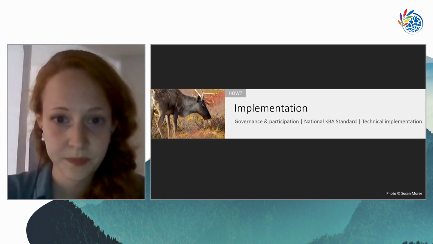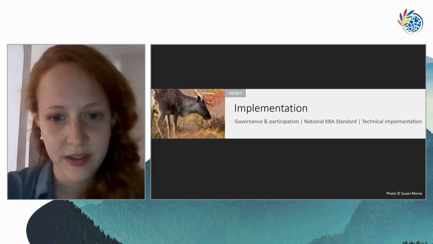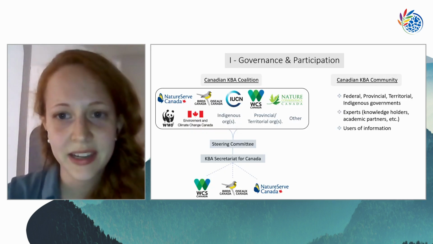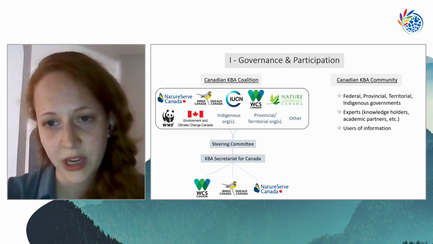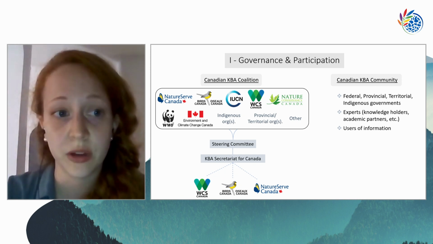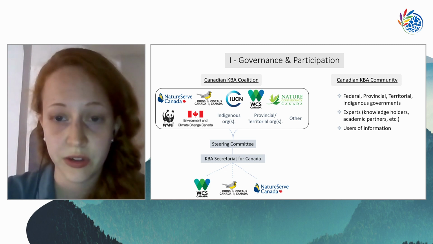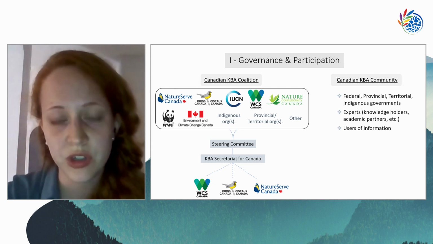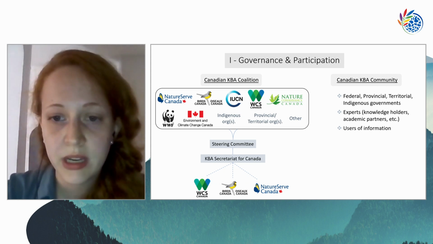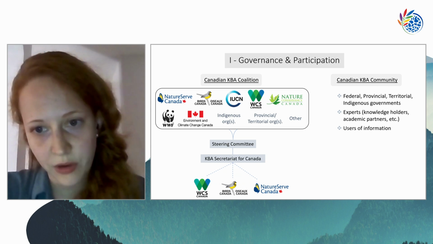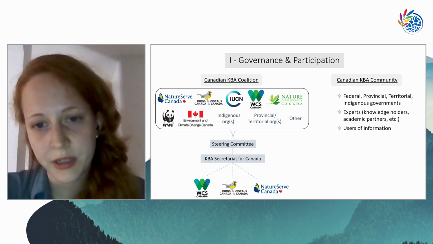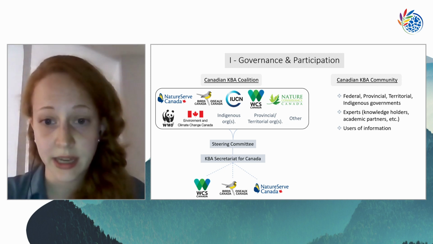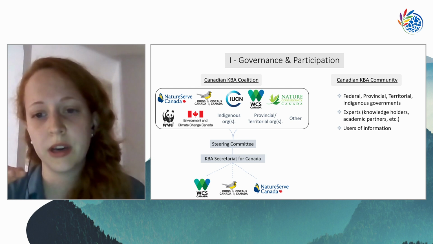So how are we implementing this work? The first aspect I want to highlight is the governance and participation structure that we have that really facilitates the collaboration I was mentioning earlier. On the left-hand side of the slide, you can see a diagram of our Canadian KBA Coalition, which is really our national coordination group. You can see that a whole lot of organizations are involved in the work, and everyone is really welcome to join the coalition. We also have a steering committee that provides guidance and a secretariat that coordinates the work.